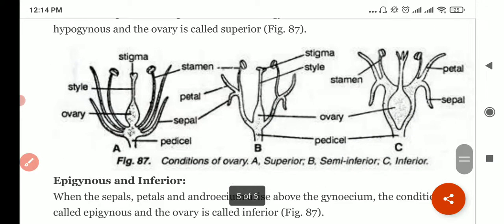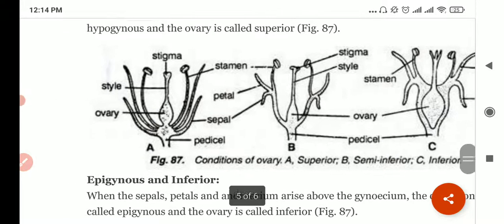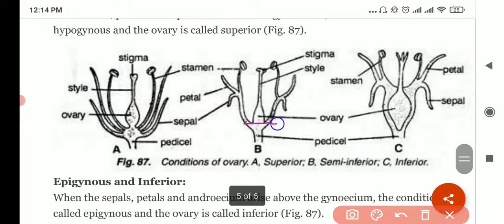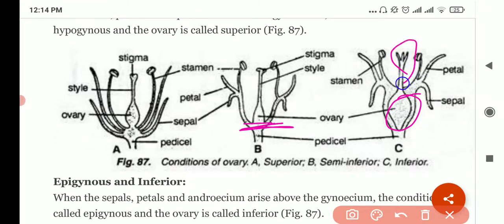There, semi-inferior and inferior. So semi-inferior is not exactly high, not exactly low, it's somewhere in the middle, no? So this is your semi-inferior. And then fully inferior will be when the entire ovary is deep inside the thalamus. Only the stigma and the style are coming out, and the sepal and petal are above it. This is your inferior ovary.